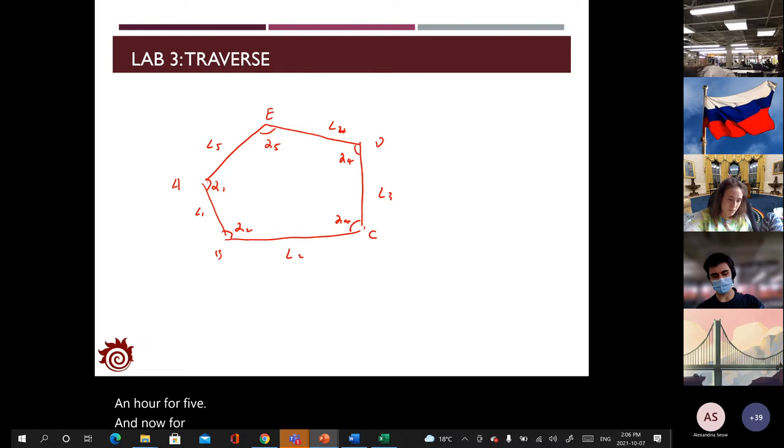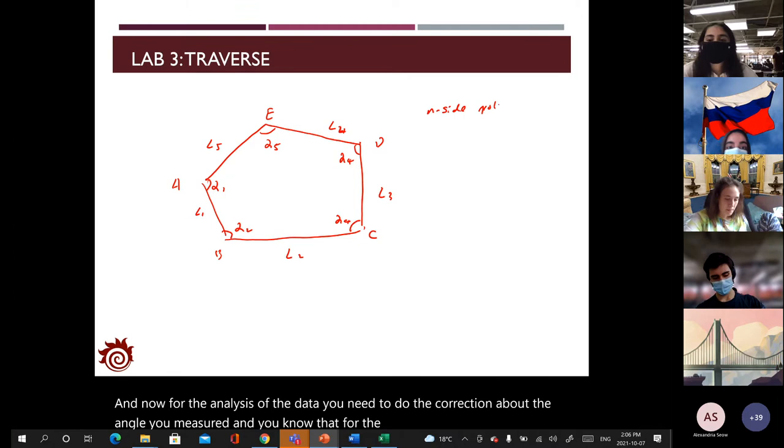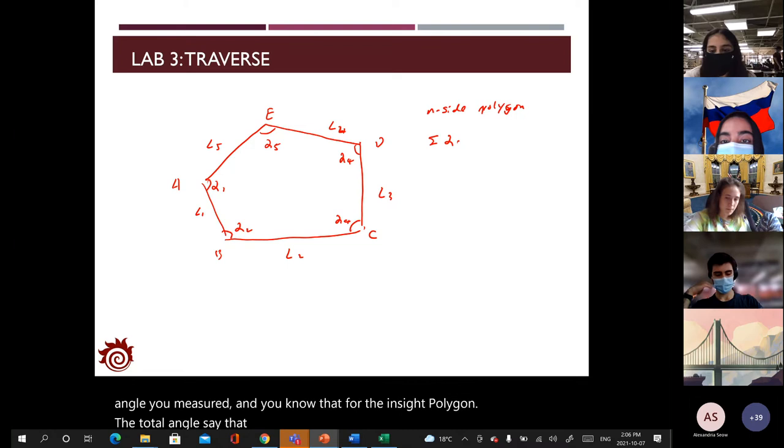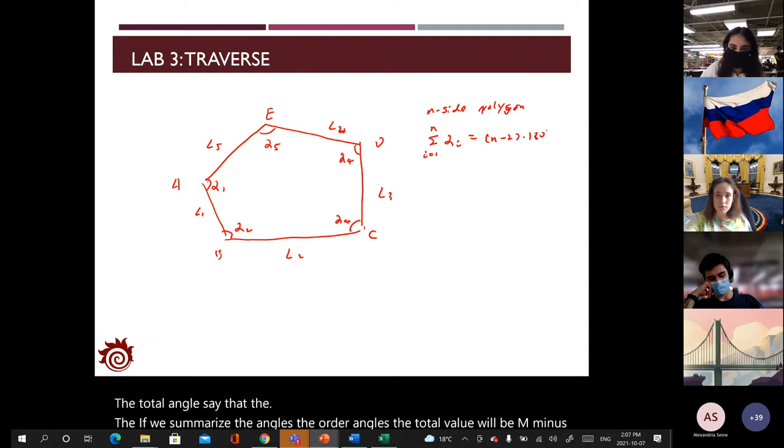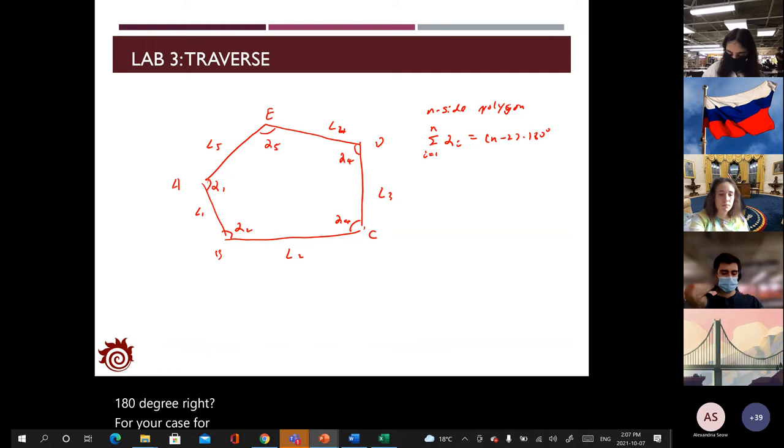Now for the analysis of the data, you need to do a correction to the angles you measured. And you know that for an n-sided polygon, if we sum all the angles, the total value will be n minus 2 times 180 degrees, right? For your case, you actually have all the values. You measured alpha 1, alpha 2, till alpha 5. This is just for one example.